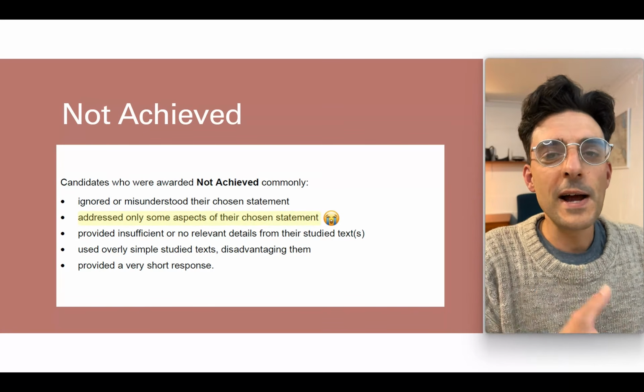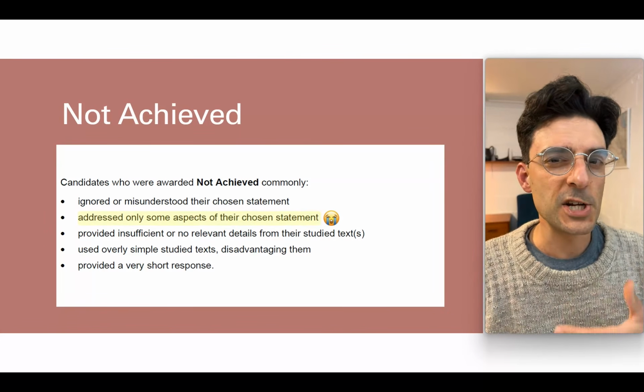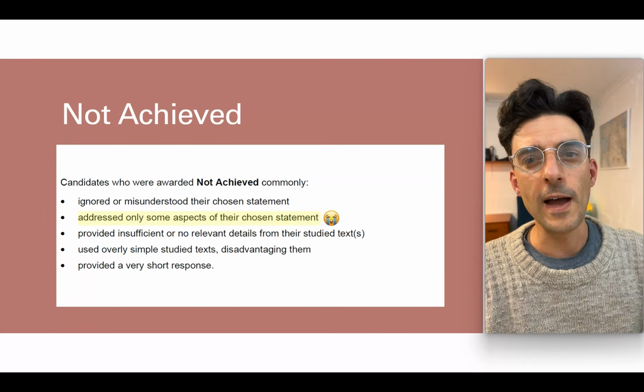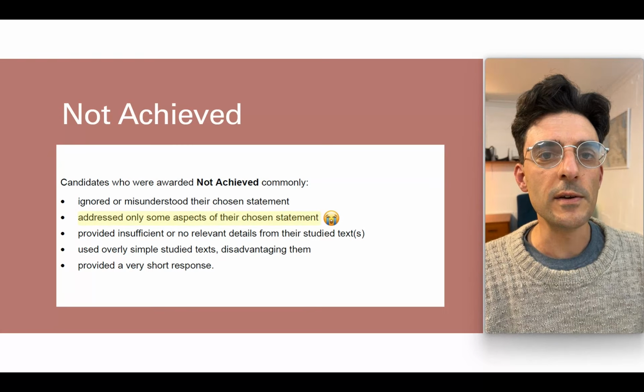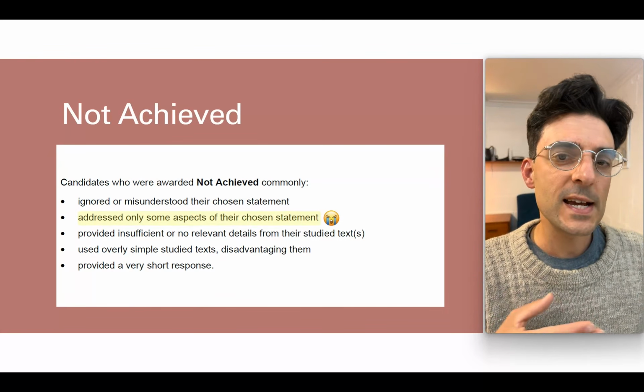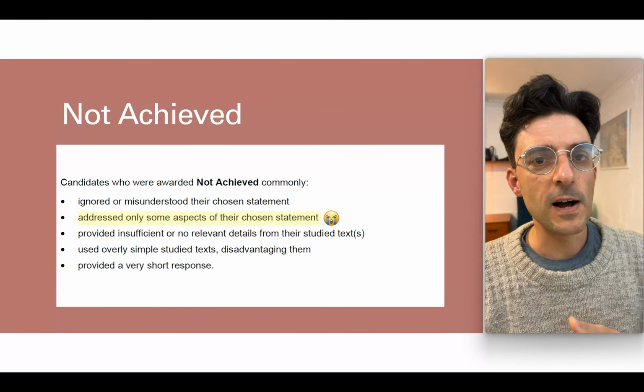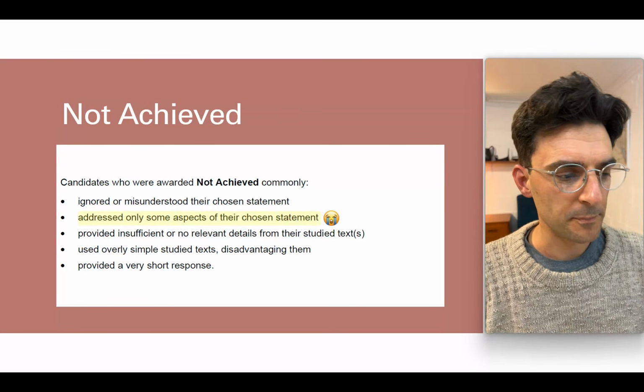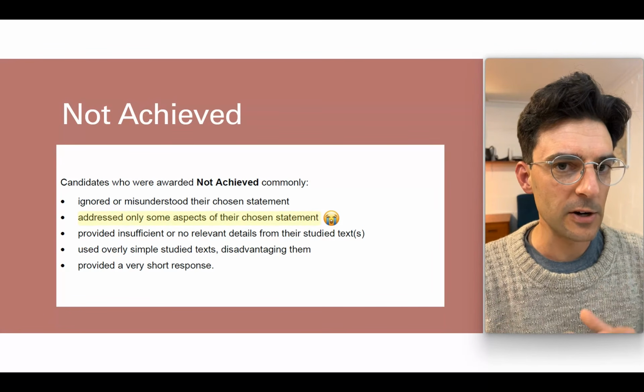Except that that text might not have the level of sophistication and complexity required of a level 3 NCEA student. So picking a text that's too simple can be a disadvantage, can lead you to a not achieved. We'll touch on text selection a little bit later as well.